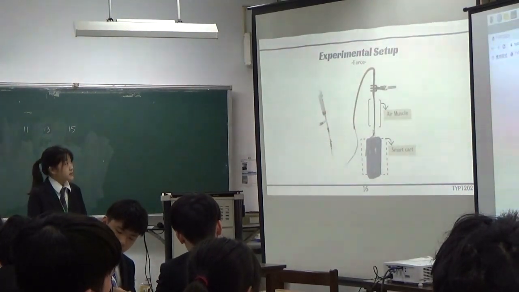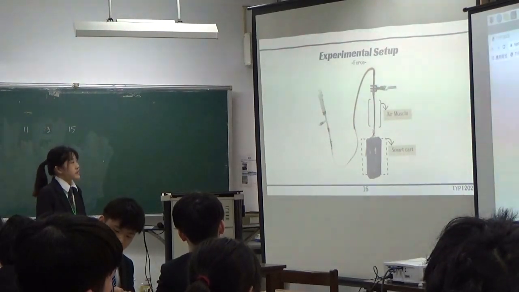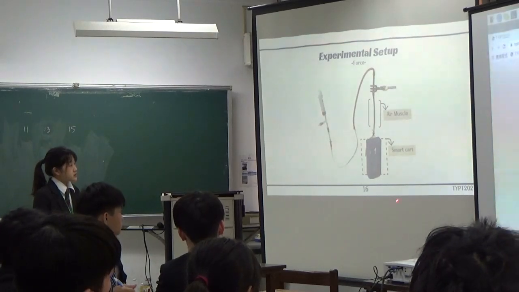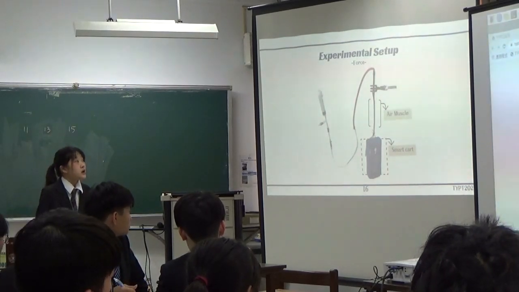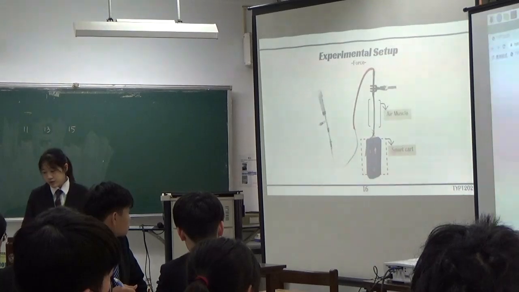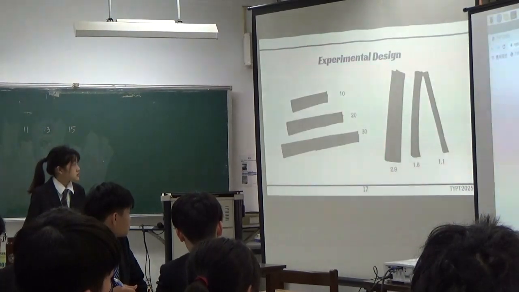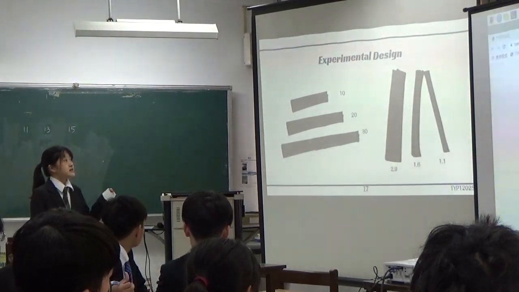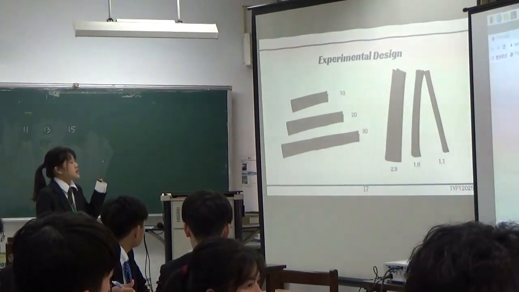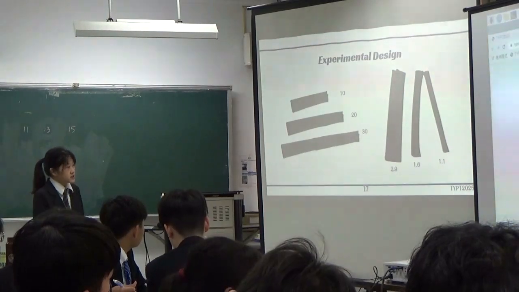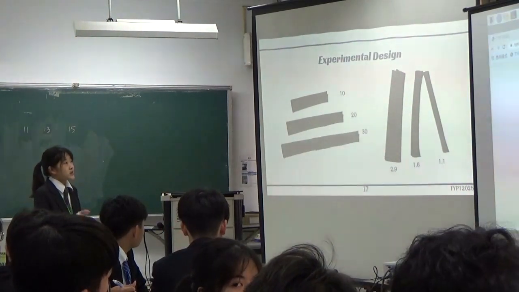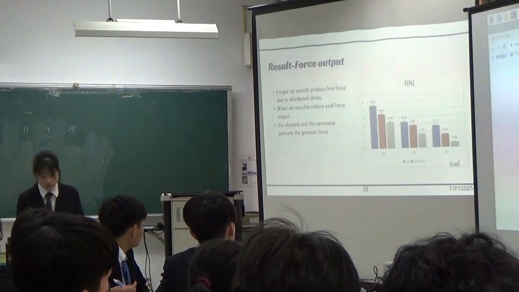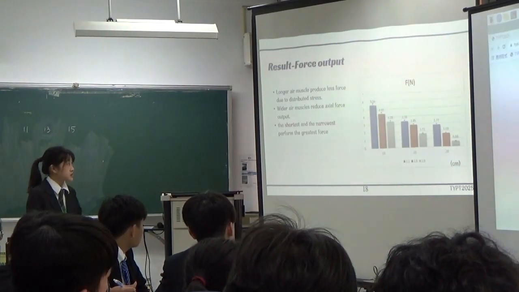And this is my second experimental setup. This is the air muscle, and I use this Pasco Smart Cart to measure the force. There are two variables in this experiment. One is the length of the air muscle, and the second one is the width of the mesh. And this is the result of the force output.